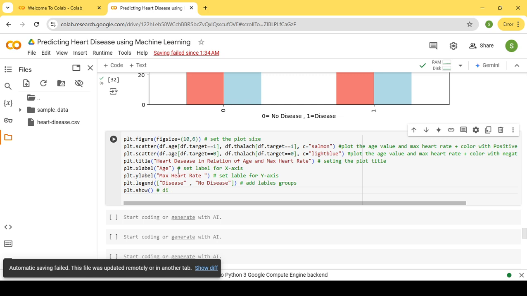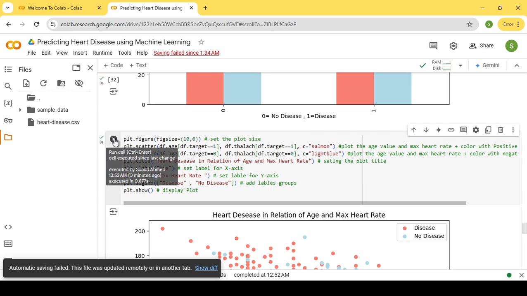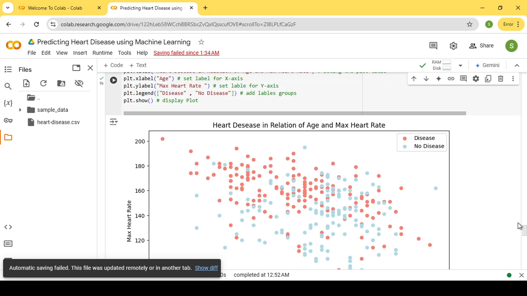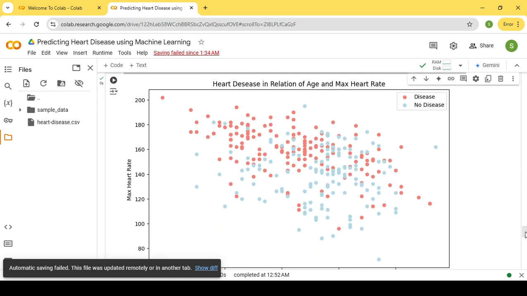Hopefully, we haven't made any mistake. So let's see that now. Amazing. So as you could see, we have made a scatter plot to present the heart disease in relation with the age and the max heart rate.